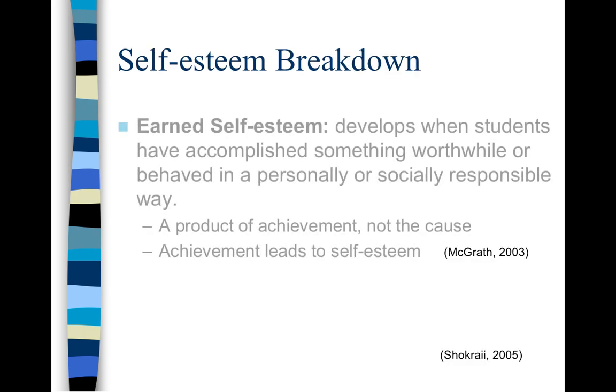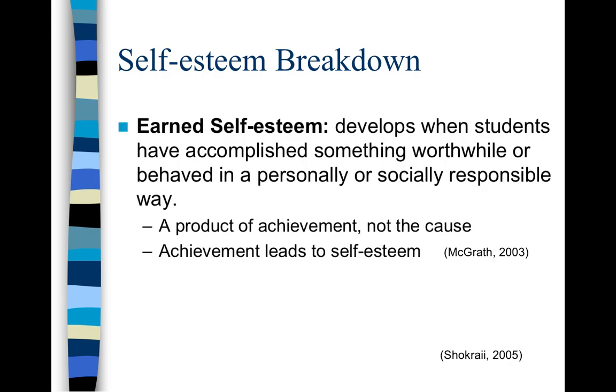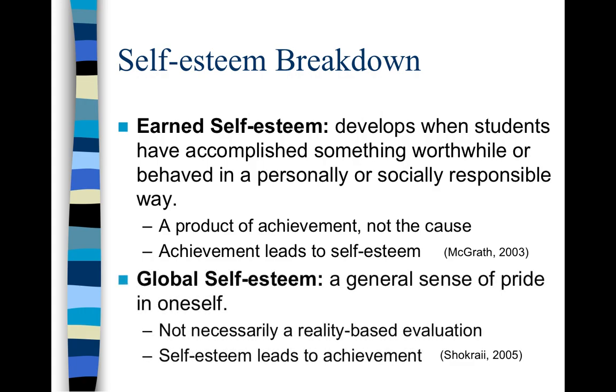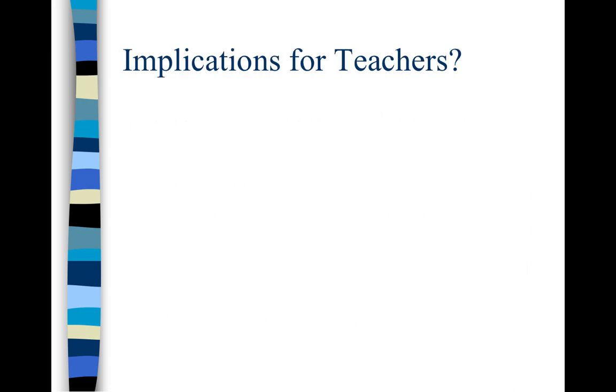So let's look at a basic self-esteem breakdown, right? McGrath says that earned self-esteem develops when we accomplish something worthwhile or when we behave in a personally or socially responsible way. And this is a product of achievement, not the cause, right? Achievement leads to self-esteem. And then global self-esteem is like this general sense of pride in oneself. This doesn't have to be reality-based evaluations, but rather how you feel. It's those internal reflections. It's a general self.